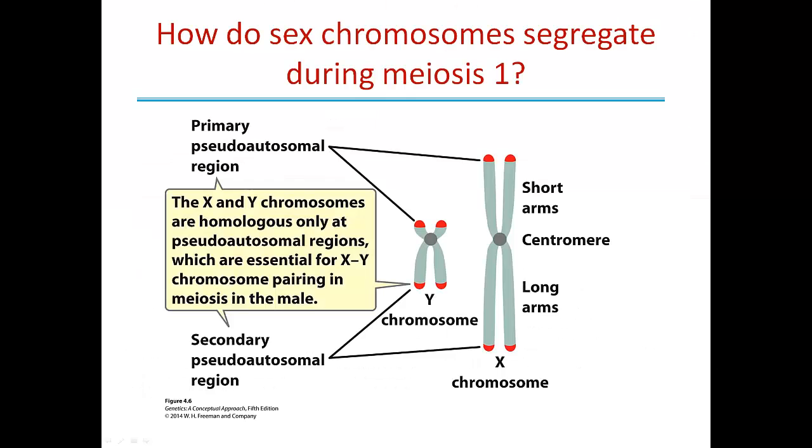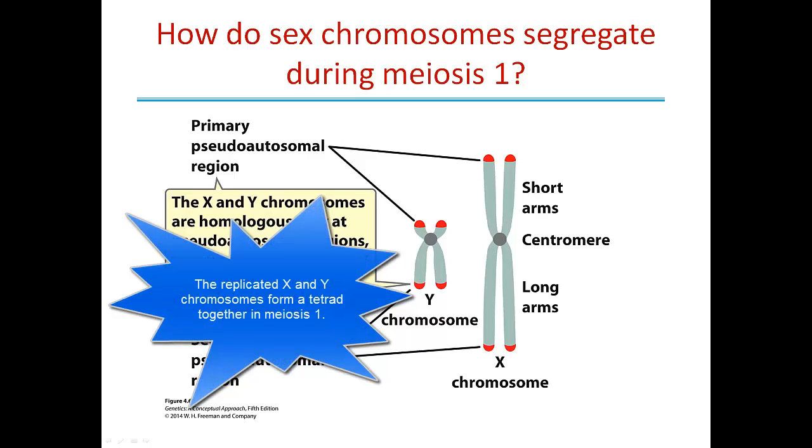Now, in the heterogametic sex, in human males, for example, the question arises of how those sex chromosomes segregate properly during meiosis. So if you recall in meiosis 1, the homologous chromosomes line up together and form a tetrad, and then they segregate, one to each daughter cell. So it turns out that if you have an X and a Y chromosome, the X and the Y will actually pair together as if they are homologous to each other during meiosis 1.